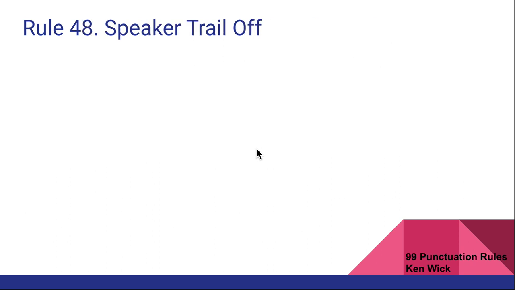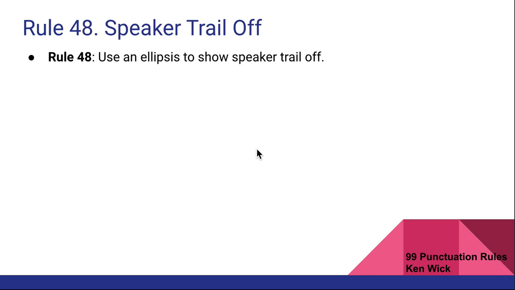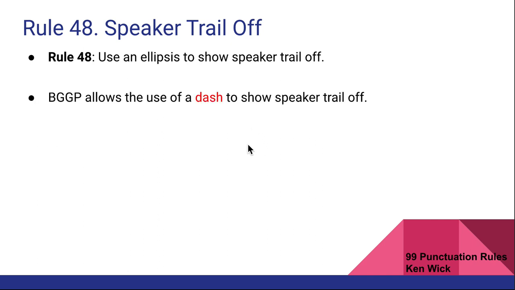So Rule 48: use an ellipsis to show speaker trail off. The BGGP allows the use of a dash to show speaker trail off. So here's just an example. Maybe someone answered, "We were just trying to..." and then they just trail off. They just don't finish it. So you would use an ellipsis at that point where they trailed off.